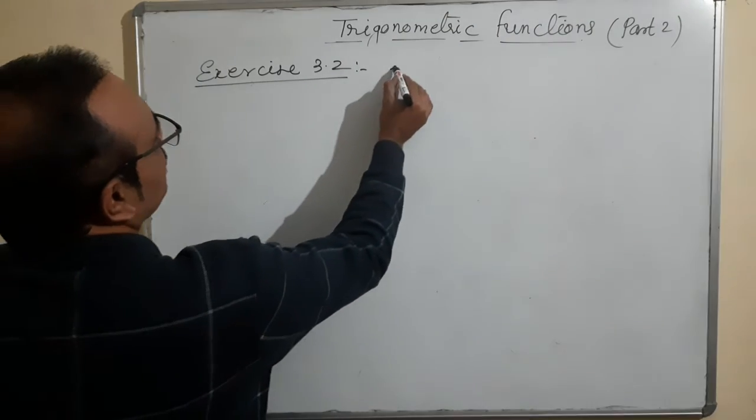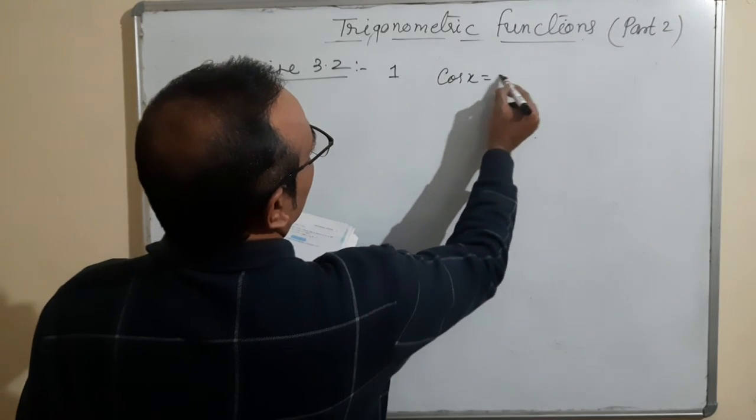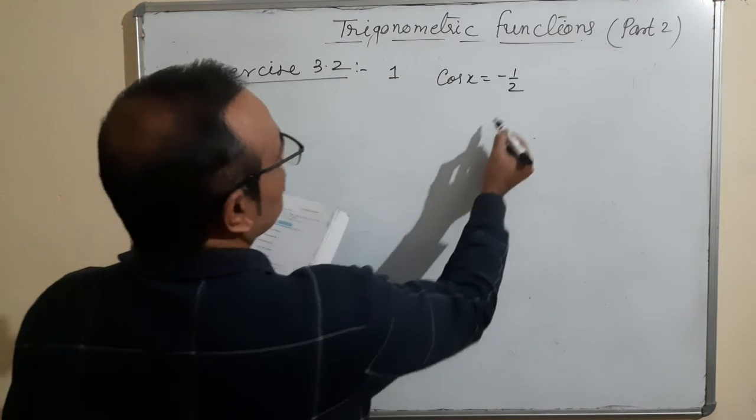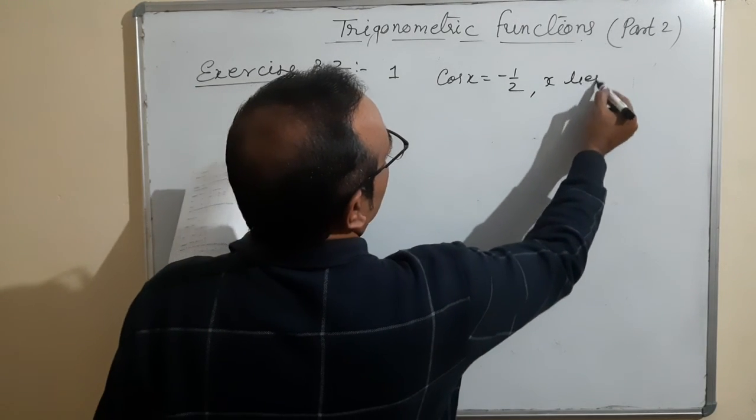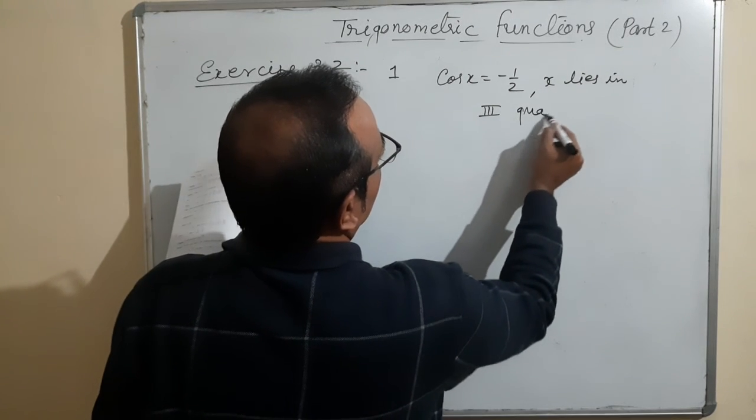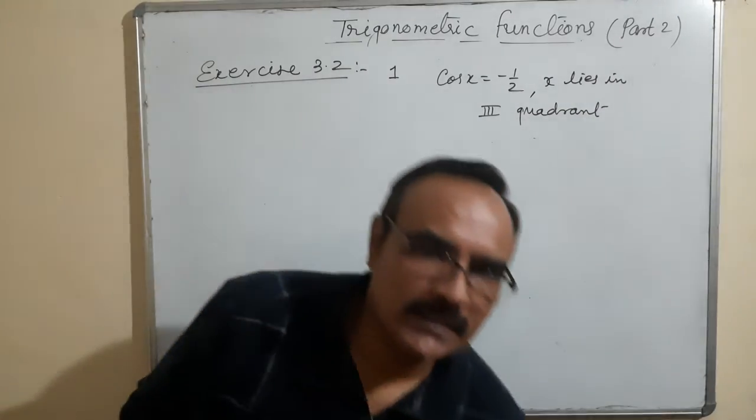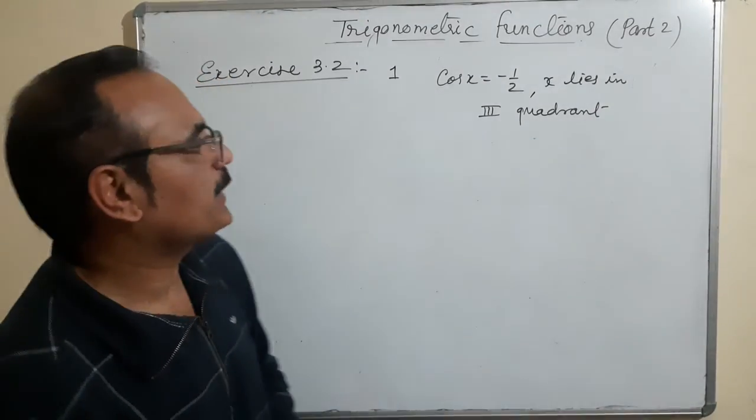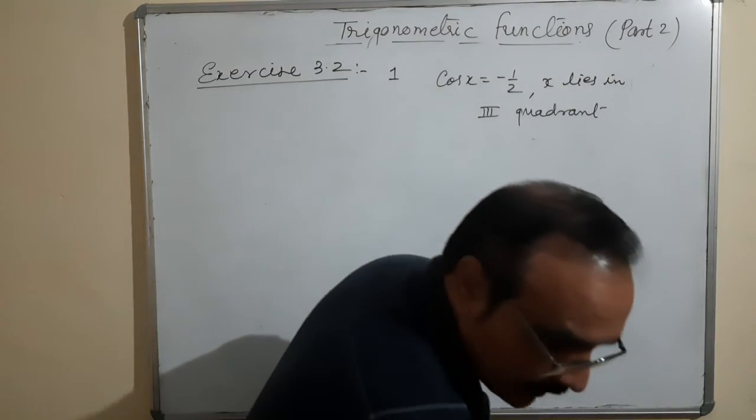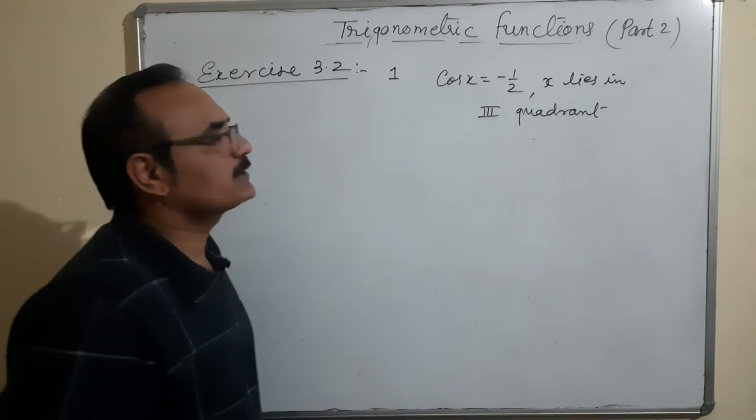First question I am taking here: cos x is equal to minus 1 by 2, x lies in the third quadrant. Where does x lie? X lies in the third quadrant, and we are going to find all 5 trigonometric ratios. Find the values of the other 5 trigonometric ratios if x lies in the third quadrant.